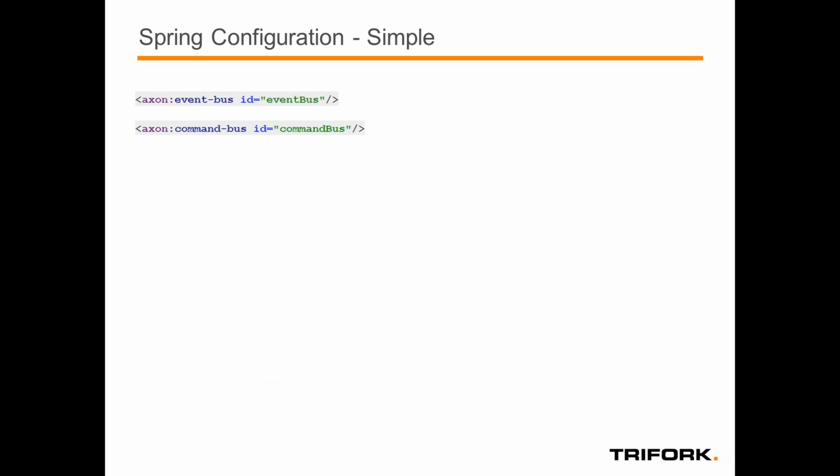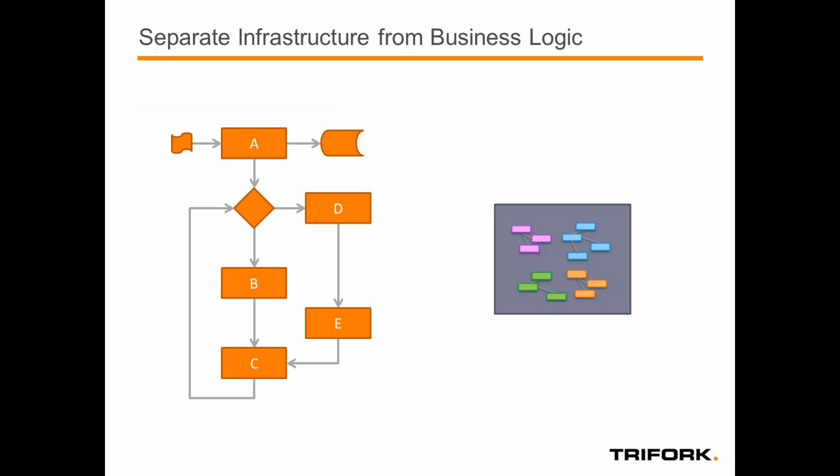If you use Spring, this is the way you could do it in Spring XML. And all you need to do is define, I need an event bus and I need a command bus. And what you get is very simple in-process implementations that allow you to send commands and events in the same thread. Basically, that will allow you to have this single VM implementation.